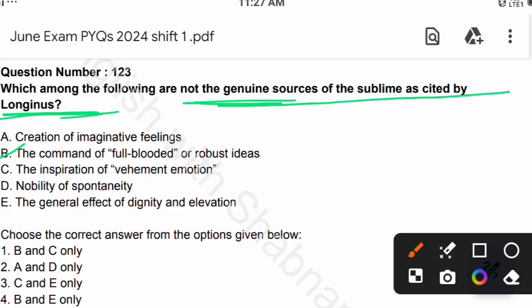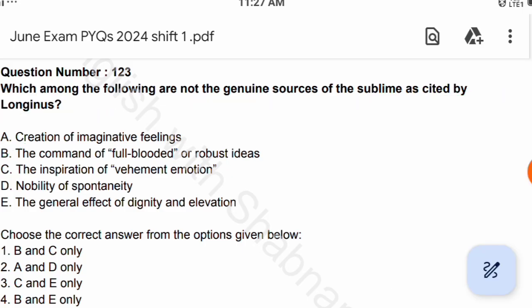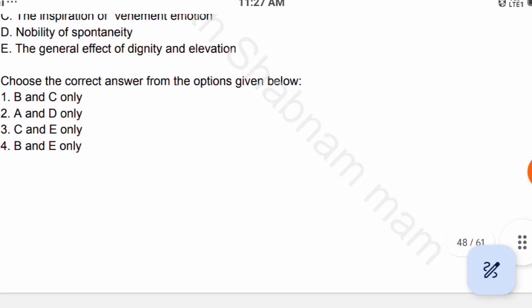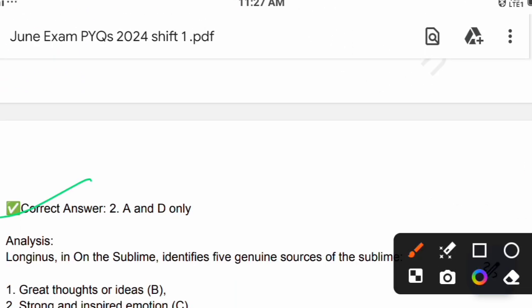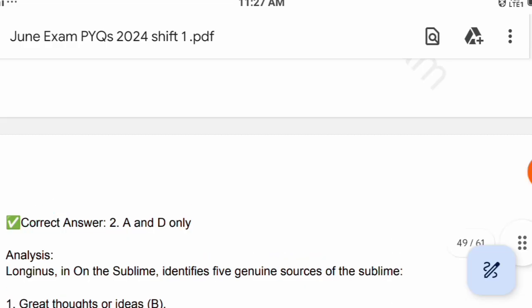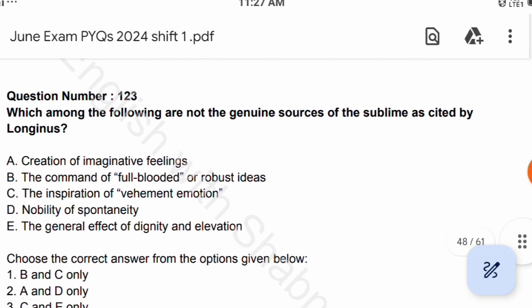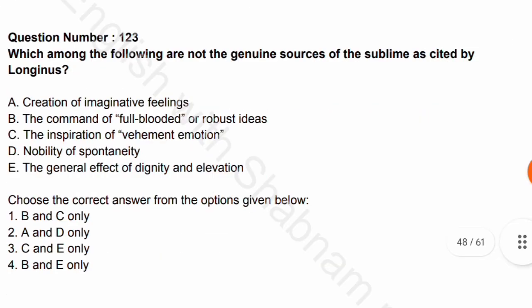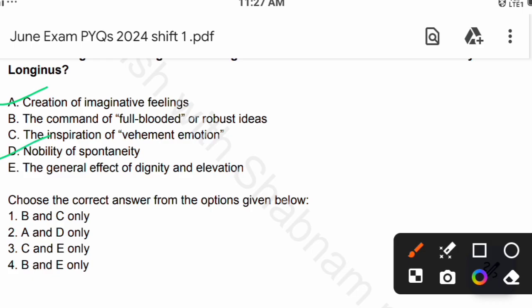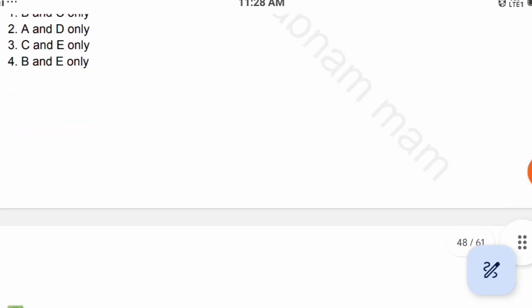So the correct answer of this question is option second, A and D only. Rather than just seeing the answer, you have to see the statement and why it is not correct. A and D: that means creation of imaginative feelings and nobility of spontaneity are not the genuine sources of the sublime according to Longinus.